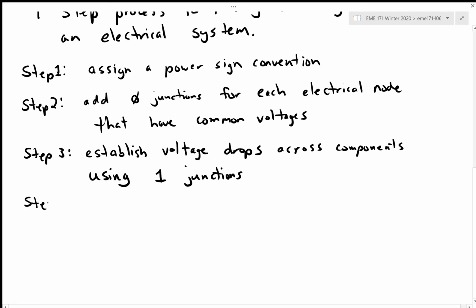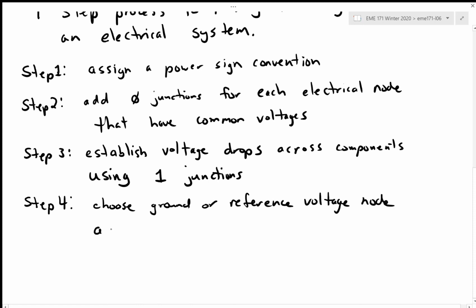All right, so step 4 is the last necessary step. We're going to choose a ground or reference voltage node, and remove it.